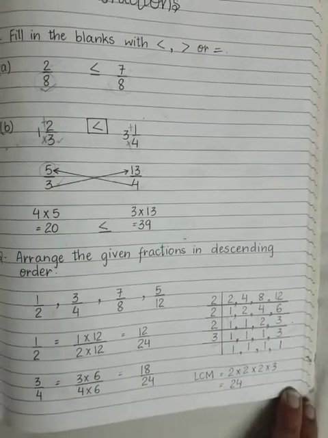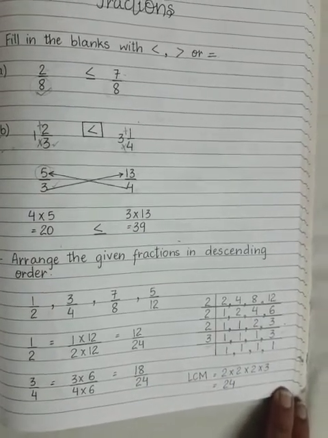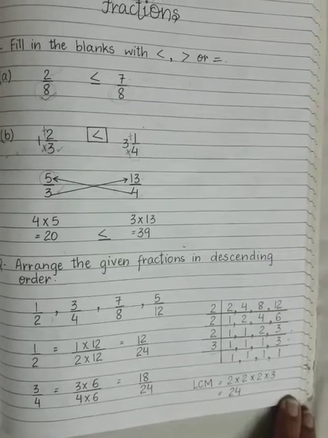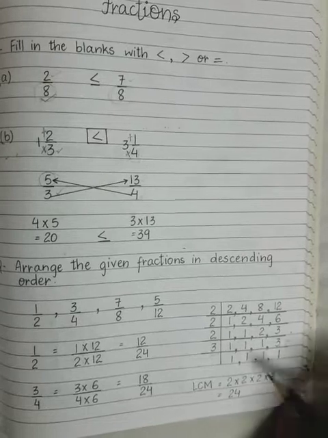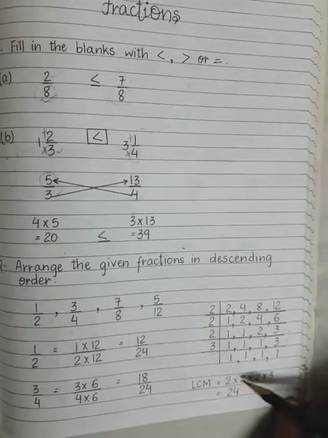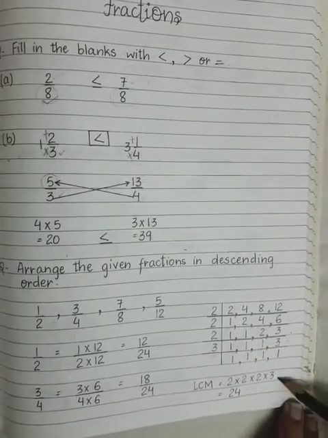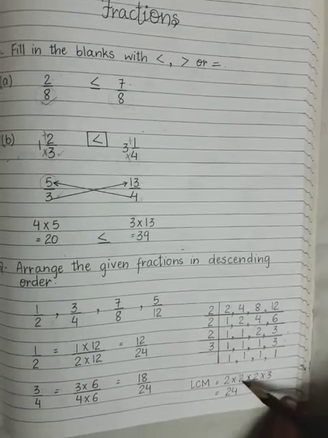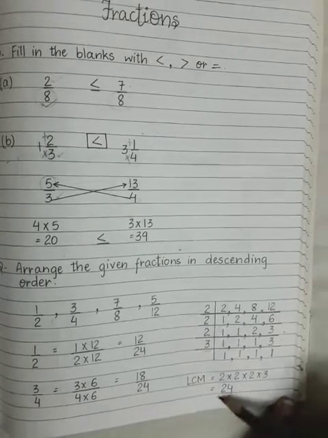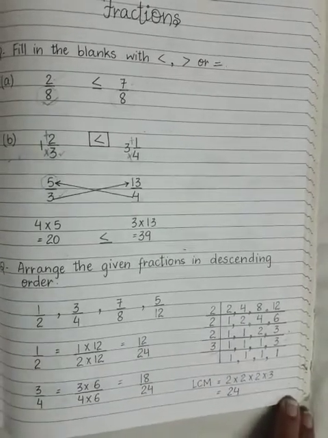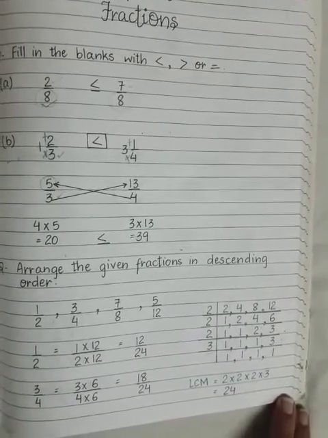Okay. And the third step is the product of the prime numbers of all the numbers gives us the LCM. Okay. So, LCM is equals to 2 into 2 into 2 into 3. 2 into 2 is 4, 4 into 2 is 8, 8 into 3 is 24. So, we have got 24 as the LCM.